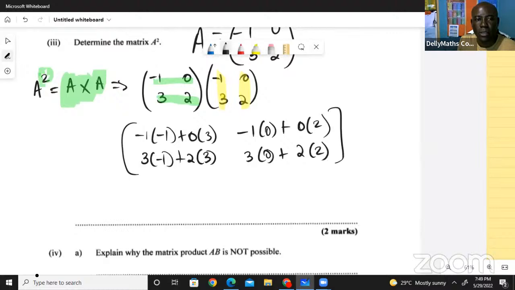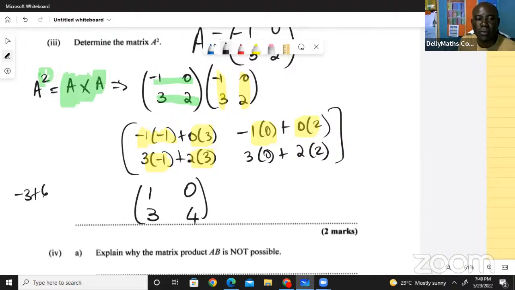Finally, this is a positive 1 and a 0. This is 0 and a 0. This is -3, +6. So that's a +3, because a -3 plus 6 is a 3. 0 and a 4 is just a 4.